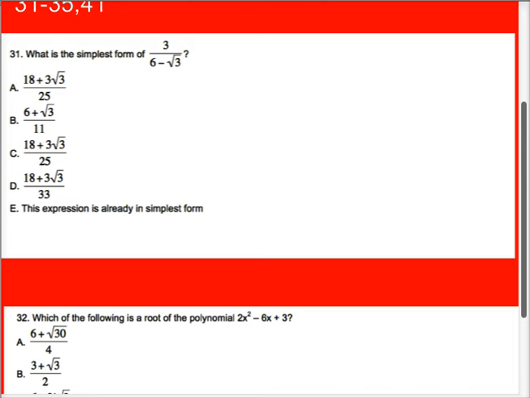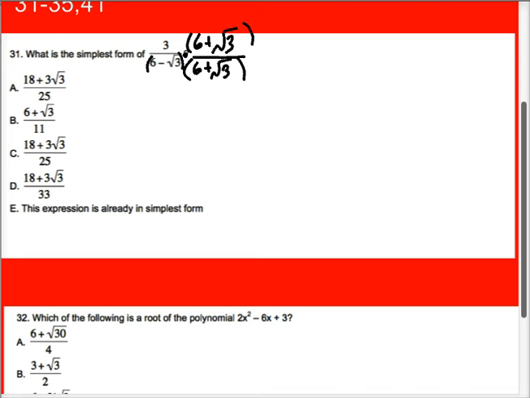For number 31, the simplest form, basically what it's saying is you want to rationalize the denominator. You don't want radicals in the denominator. Now to rationalize something that looks like this, you need to multiply it by the conjugate of the bottom. The conjugate at the bottom is where you flip the sign of the radical.